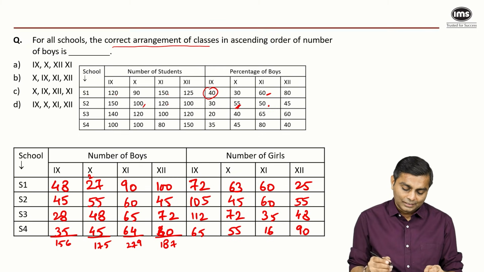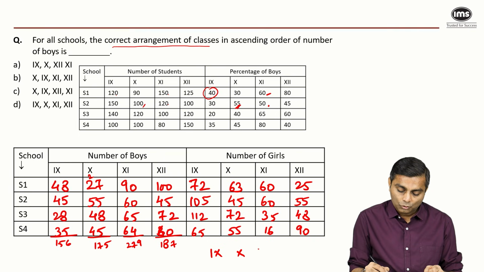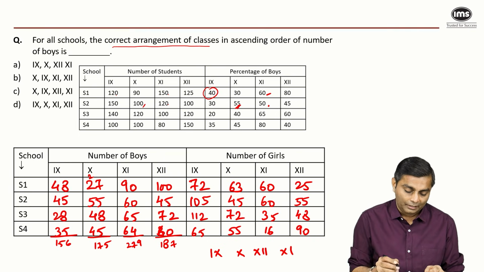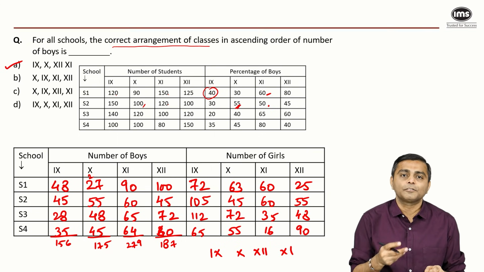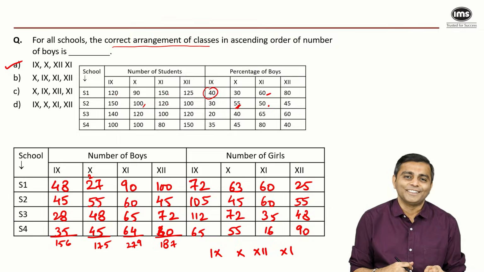So if I have to arrange this in the ascending order, I'm going to start with what? 9th standard, then go to 10th standard, then go to 12th standard, and finally 11th standard. So 9, 10, 12, 11. Yes, option A is finally fitting. So yes, option A is our answer.